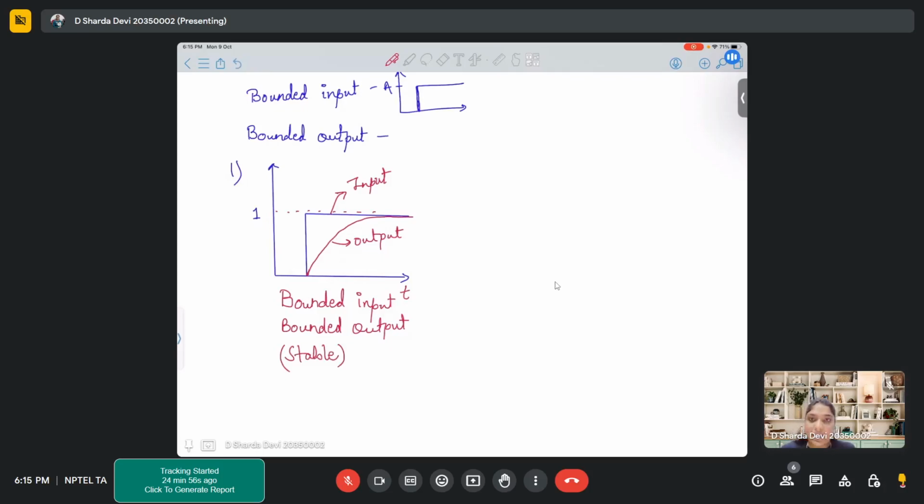When you see this type of response, that means your circuit is stable. Okay. Now let's go for the second type of output.